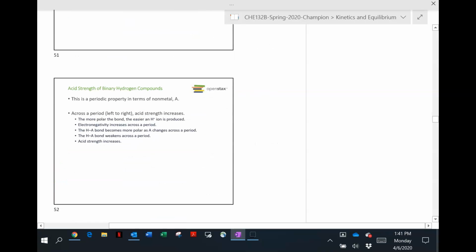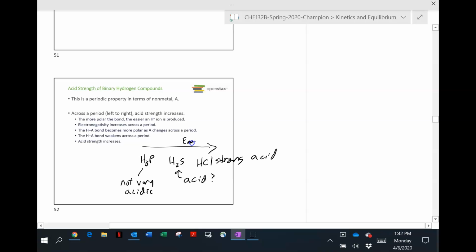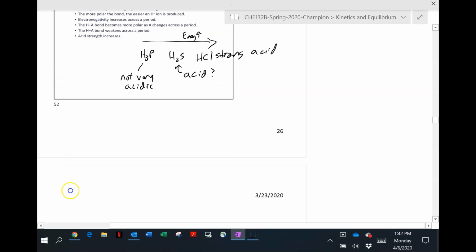If you go left to right across the periodic table, electronegativity increases, so that tends to make bonds more polar, which makes things more acidic. So if I'm looking at HCl and H2S and H3P, HCl is a strong acid. H2S is sometimes considered to be an acid. H3P is not very acidic. And again, that's because as you go across the periodic table that way, electronegativity increases. So that's an example of that.